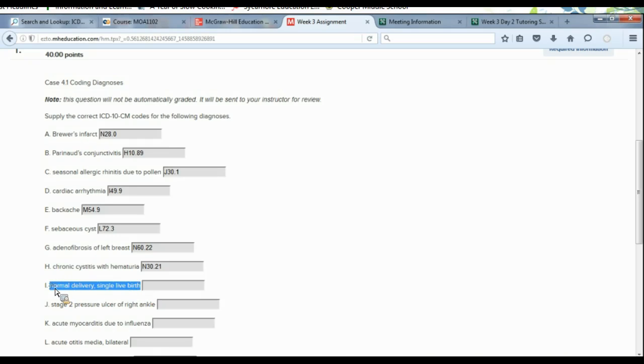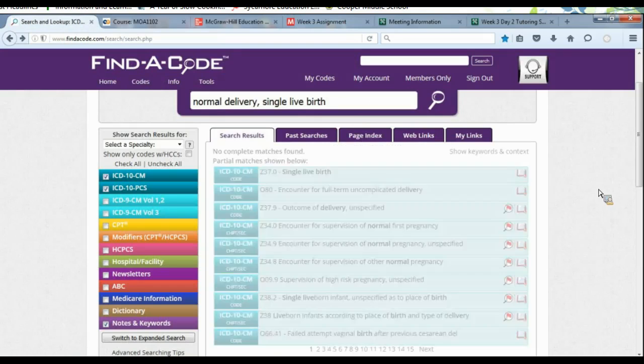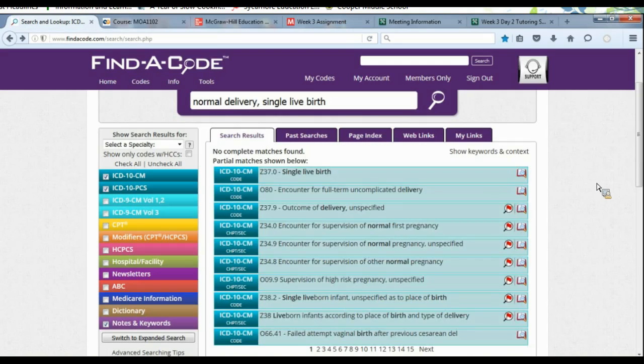Okay, so this is going to require 2 codes. Hint, hint. 2 codes, okay? So let's go ahead and type that into our search engine here. Which two codes? No complete matches found, because the system is going, okay, we have two different things here. We're just going to give them partial, and they can decide on it from then. So from these matches, which one would you select for normal delivery and also for a single live birth? Two codes are to be entered into this particular diagnosis.